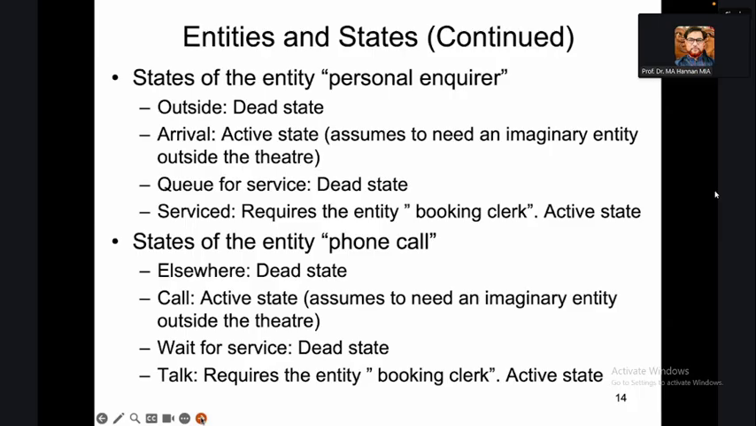State of the entity personal inquirer. Personal inquirer comes from where? Any idea? Personal inquirer, he or she comes from where? Hello, are you there?